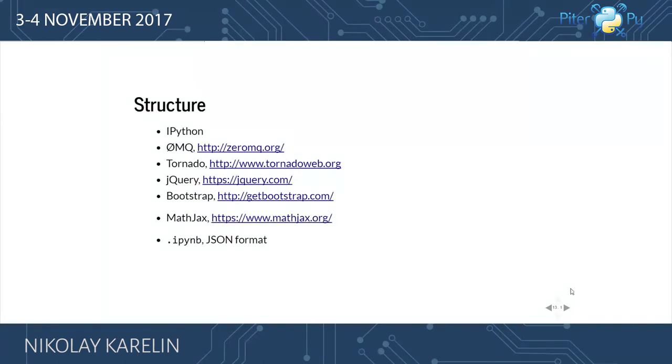Behind all of this, IPython is the main computational kernel of this system. 0MQ is a message queue, or as its developers initially called it, a socket on steroids, a very fast message queue to process messages. Then there are the Tornado web server, jQuery and Bootstrap, mostly for the JavaScript application. MathJax is a very important JavaScript library here, because in many notebooks you will see the equations as MathJax renders them, and the notebook itself is just a special kind of JSON format.